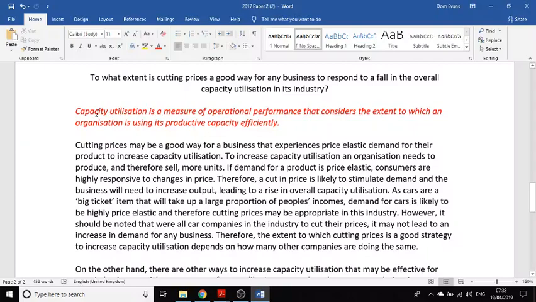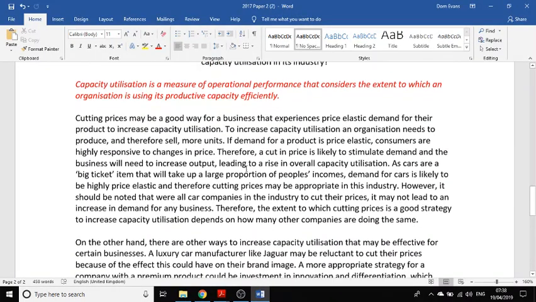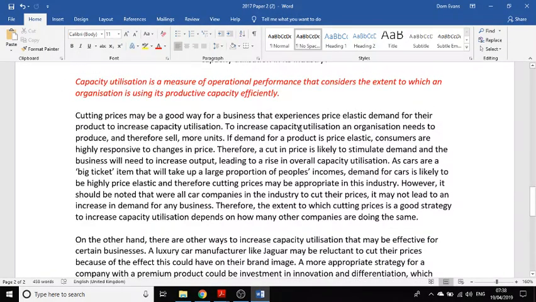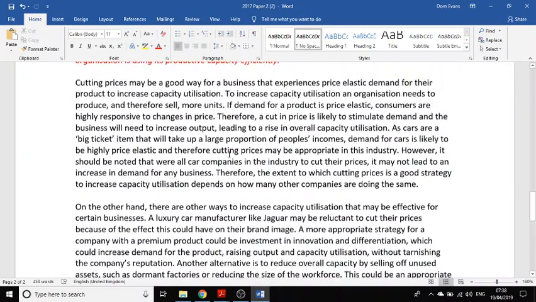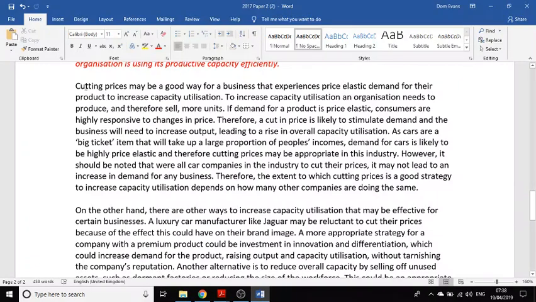That is the only time that you'd write a definition. Otherwise, you get into it because you will explain to the examiner that you know what capacity utilization is through your essay. So I've got 3 paragraphs. The first one starts like this: cutting prices may be a good way for a business that experiences price elastic demand for their product to increase capacity utilization.